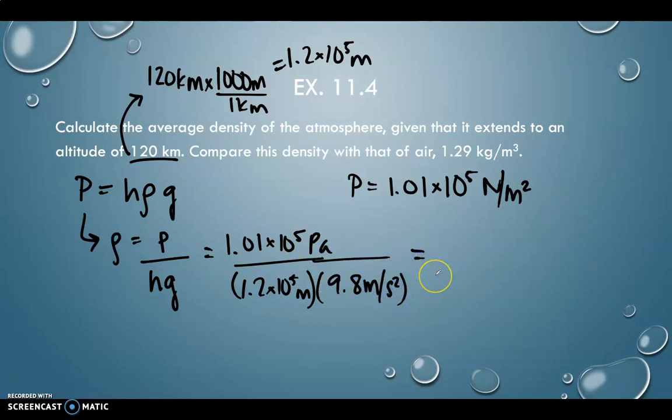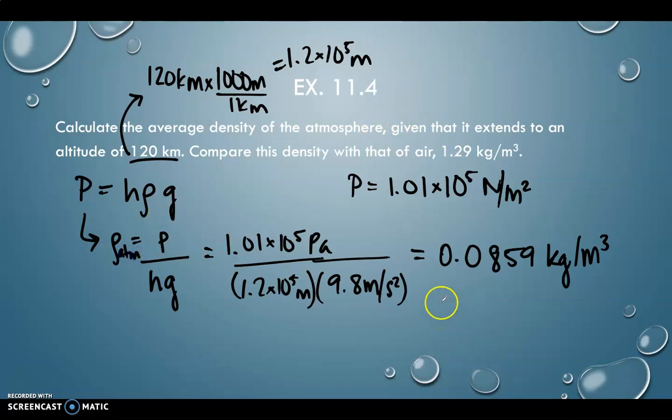So taking that 1.01 times 10 to the 5th divided by 1.2 times 10 to the 5th times 9.8, we get our density of 0.0859. Density is in kilograms per meters cubed. So this is our density of the atmosphere.